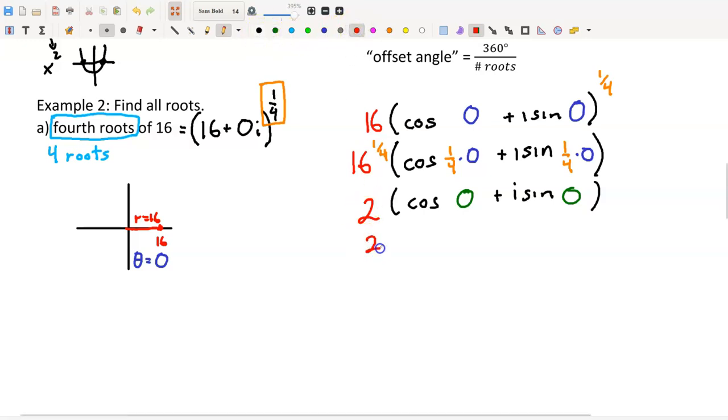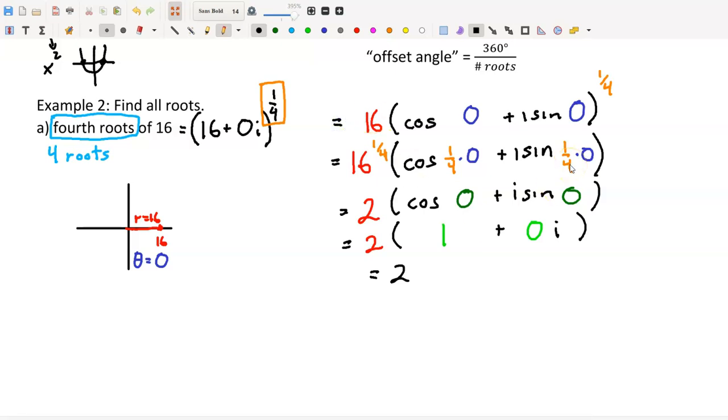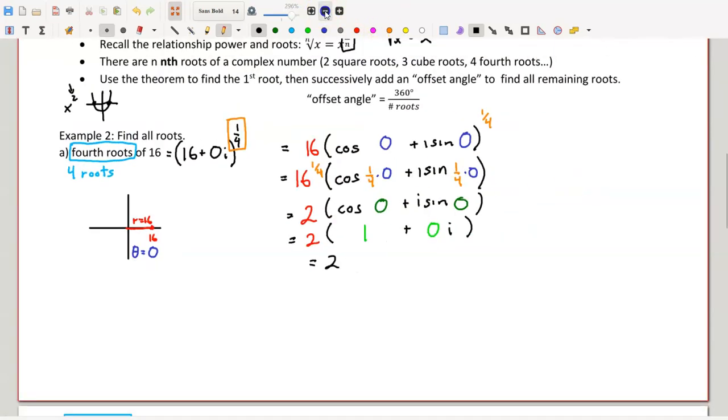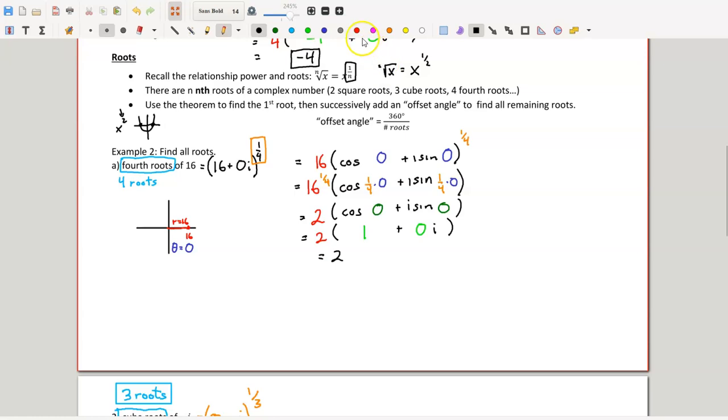So we got 2 times, let's see here, cosine of 0 is 1, sine of 0 is 0. And we just get an answer. It's somewhat underwhelming, that we get an answer of 2, which we kind of already knew was an answer. If I asked you before, without knowing all this stuff, what's the fourth root of 16, you'd probably come up with 2 as an answer. Okay.